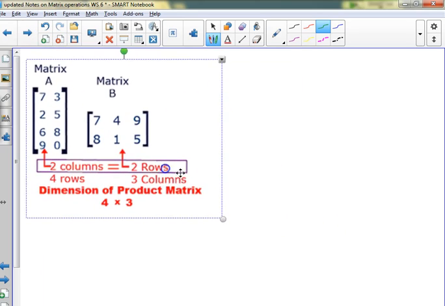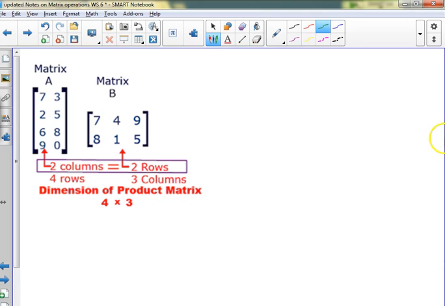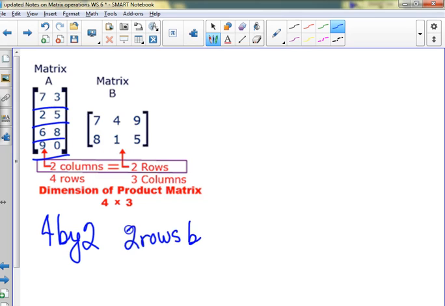I did this last period and it seemed to help a lot. So first of all, what size is A? 1, 2, 3, 4 rows, right? And 2 columns. Everybody okay? This one is 2 rows by 3 columns. Everybody good? So are we allowed to multiply those? These are the same, so we can multiply. So we're good to go, okay?